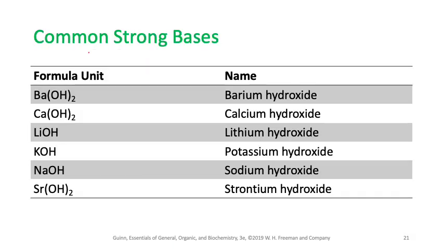Now let's talk about the strong bases like we did for the acids. We have a couple of strong bases: barium hydroxide, calcium hydroxide, lithium hydroxide, potassium hydroxide, sodium hydroxide, and strontium hydroxide. So these are the bases which we can treat as strong bases. Make sure you remember these 6 bases as well as the strong acids.